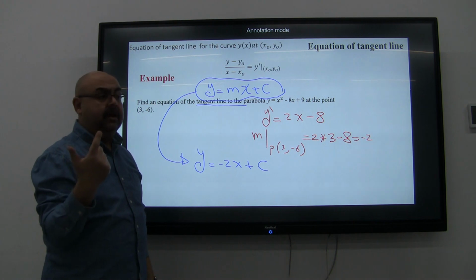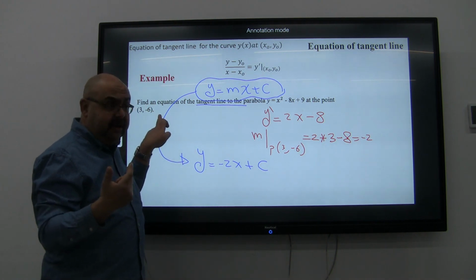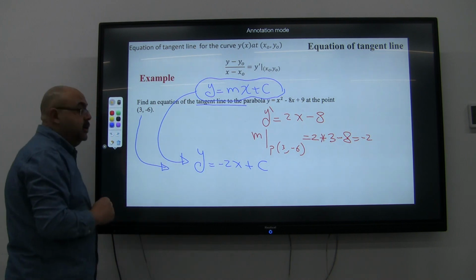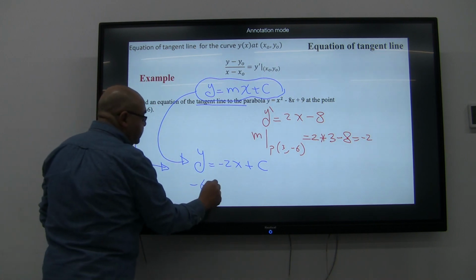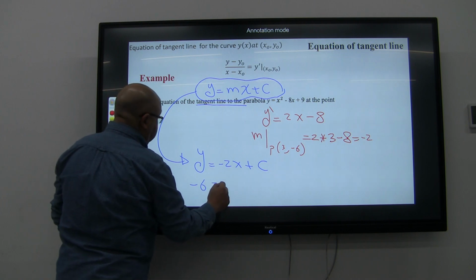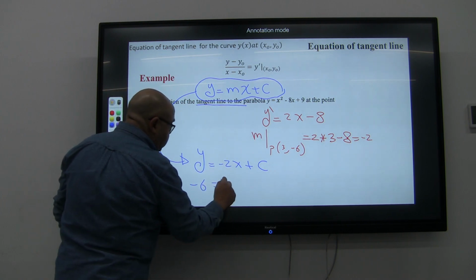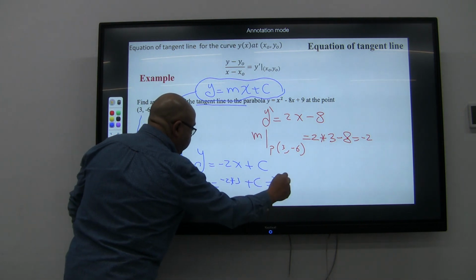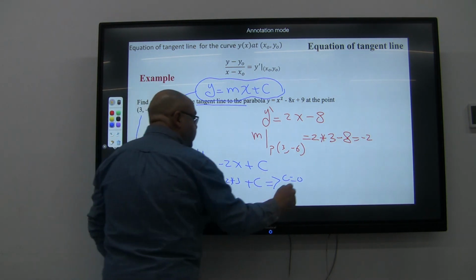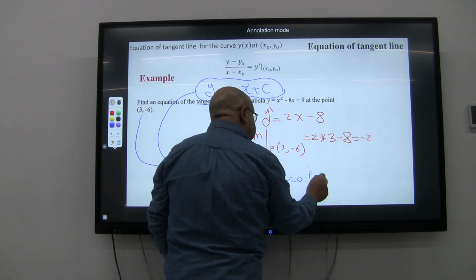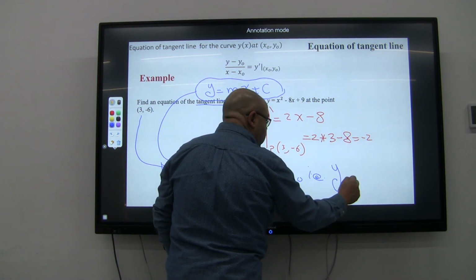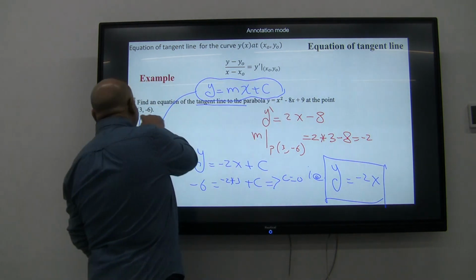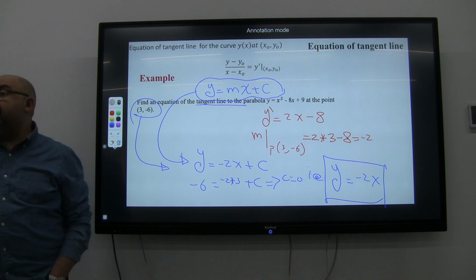Second, the tangent line. Based on this fact, I can re-substitute by these values. Replace y by negative 6, leave x and replace x by 3. So negative 2 times 3 plus c, which leads to c equal to 0. So your straight line simply will be y equals negative 2x. This is the tangent line at the point 3 and negative 6.